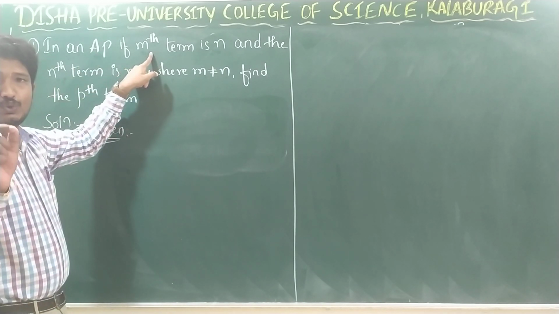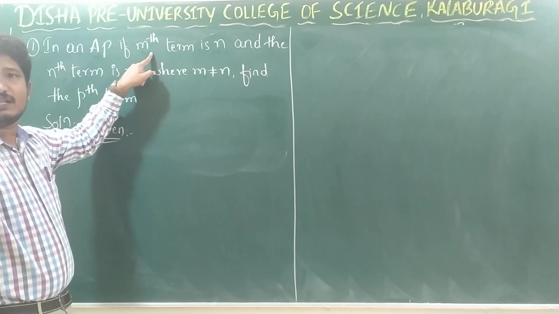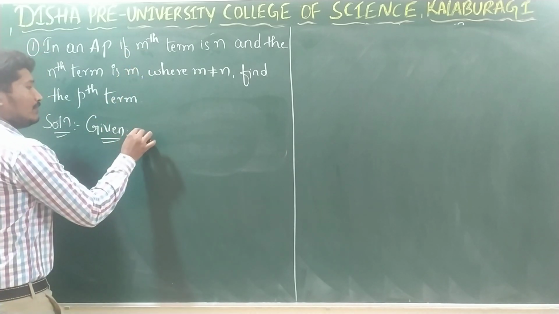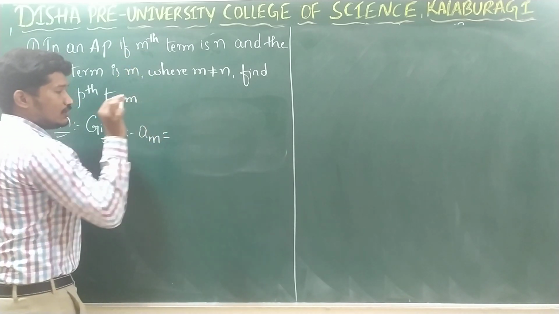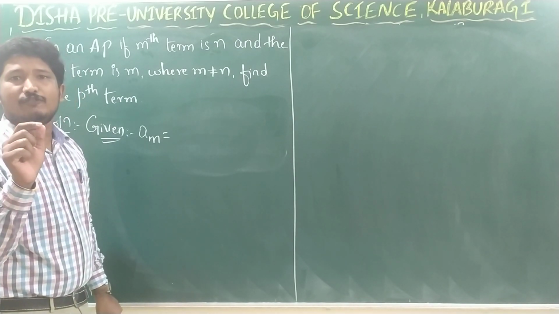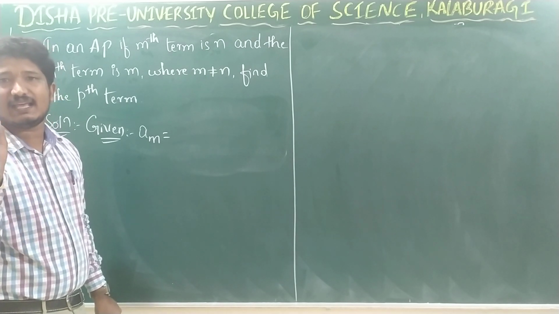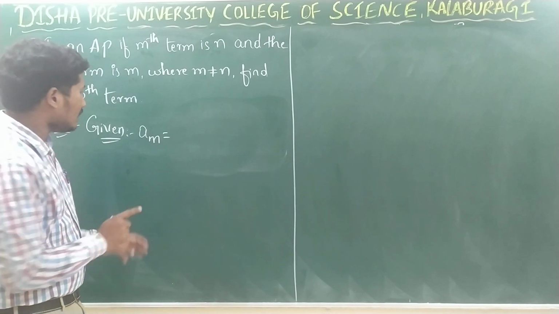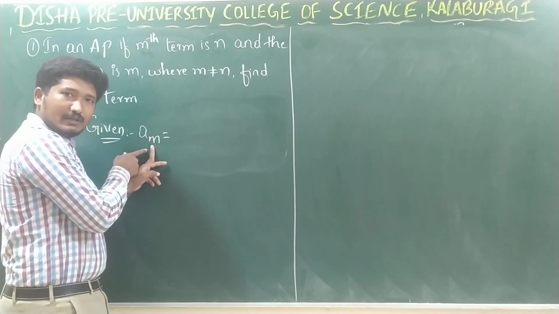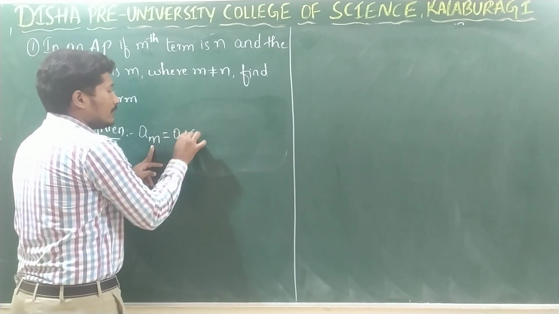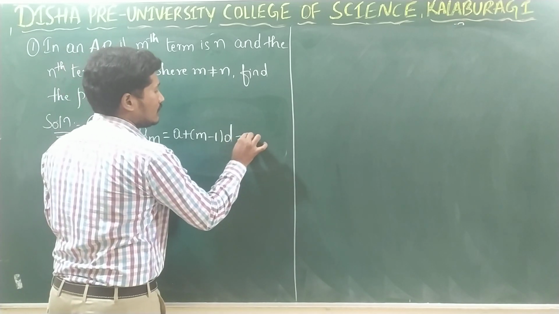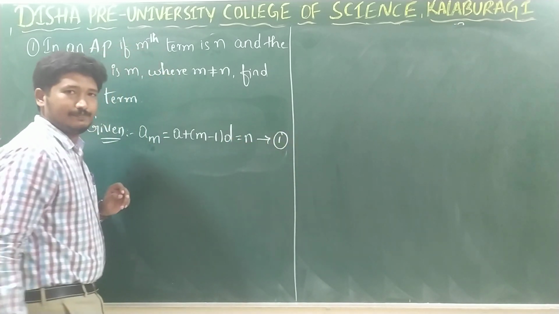Right? You know that nth term in the sense it is written as an. Here we are given mth term. So mth term means what? It is written as am is equal to. And you also know that the formula for the nth term, that is a plus n minus 1 into d. In place of n we are writing m here. So it becomes what? A plus m minus 1 into d. So this is given as n. Let us take this as equation 1.